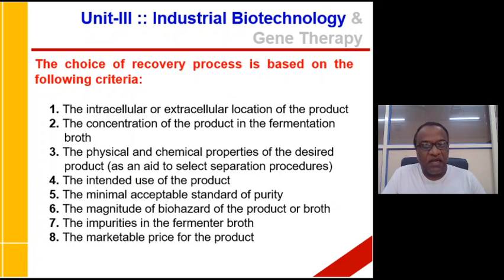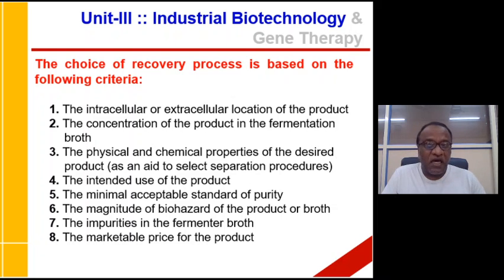Number 5, the minimal acceptable standard of purity. So, whatever the purity standards that are set, you should be able to reach that minimum standard. Number 6, the magnitude of biohazard of the product or the broth, whether it is biohazardous. If it is so, what is the magnitude of the biohazard nature of the product or maybe even the broth. Number 7, the impurities in the fermenter broth. What are the possible impurities that are present within the broth? Number 8, the marketable price for the product.